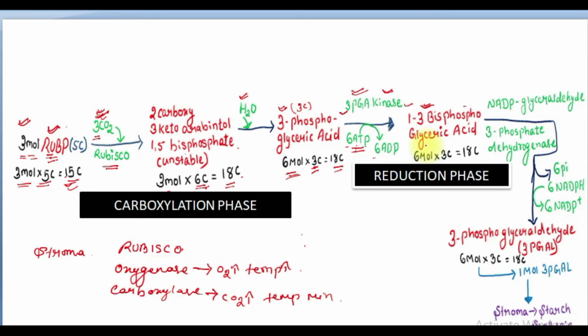Now we have got 1,3-bisphosphoglyceric acid. It is in the acidic phase now. This acidic phase will be converted into glyceraldehyde phase, and this step is known as the reduction step. For this process, we need an enzyme known as NADP glyceraldehyde 3-phosphate dehydrogenase. This is the enzyme which we are utilizing.